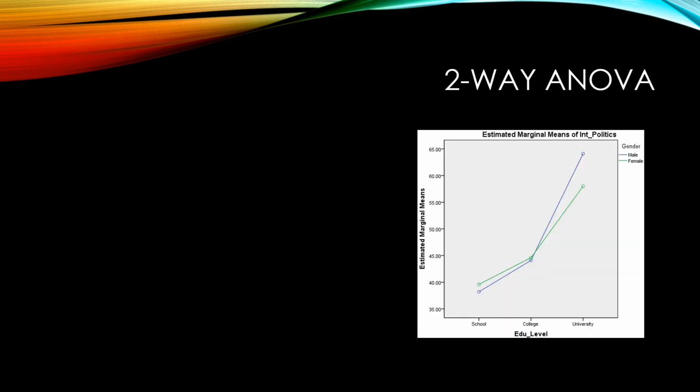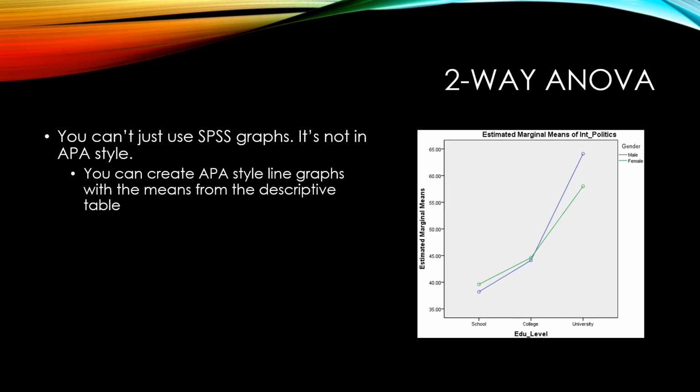The next thing is the line graph. Unfortunately, the output that SPSS gives you isn't APA style, but you can create your own based on the means from the descriptive table that was in the previous slide. You just put that into Excel or any graphing software that you're comfortable with. You can probably make it APA.